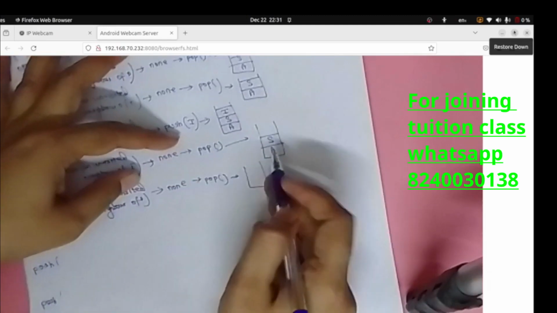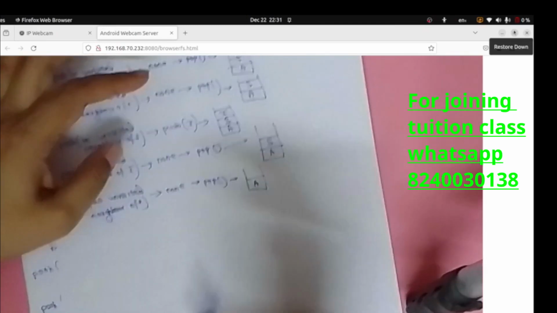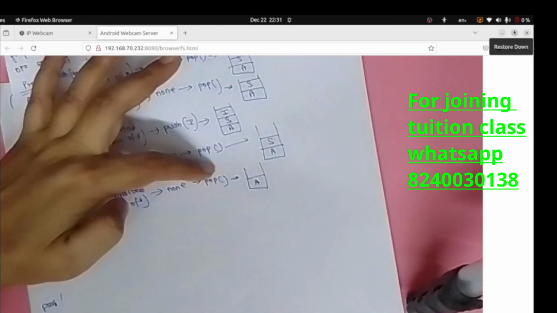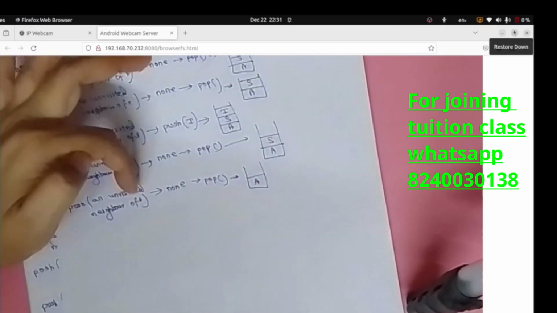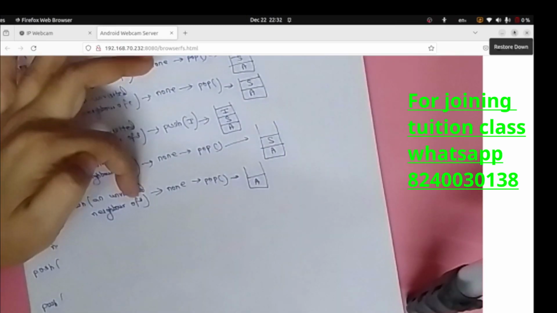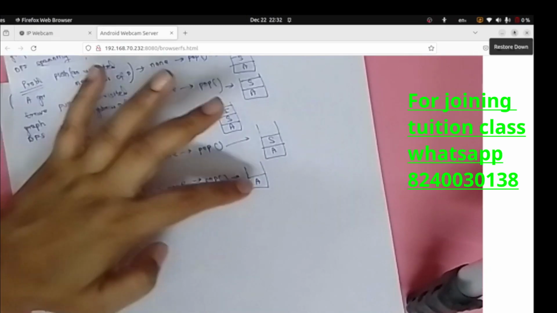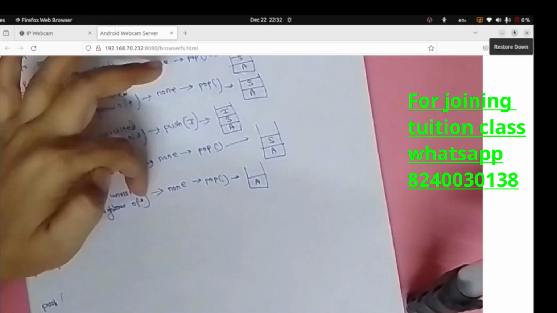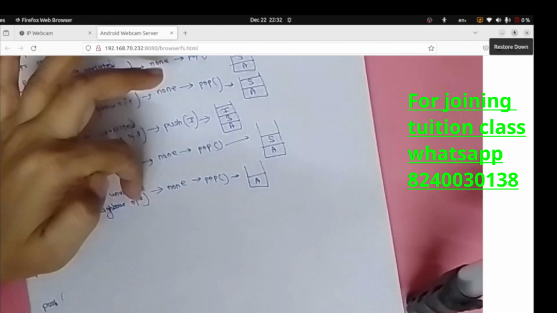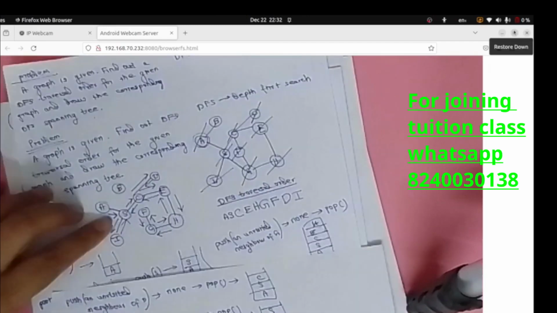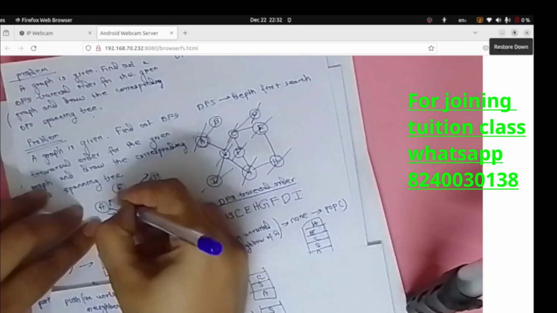Now only A is the element in the stack. As this is a pop operation, there will be a backward movement from the current vertex to its previous vertex. The current vertex is S and the previous vertex of S was A. So in this first spanning tree, there will be a backward movement from S to A.